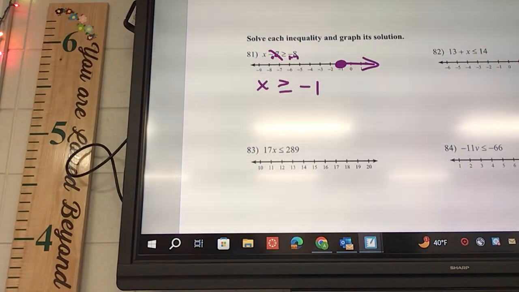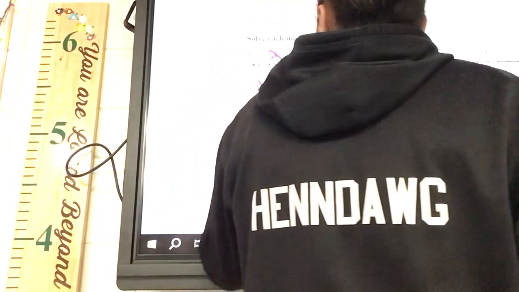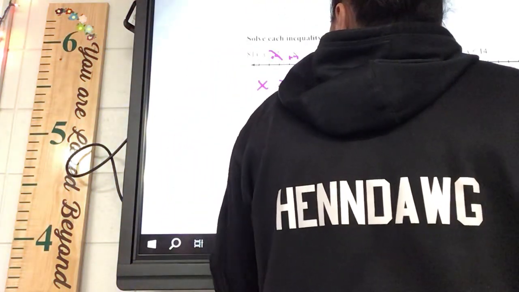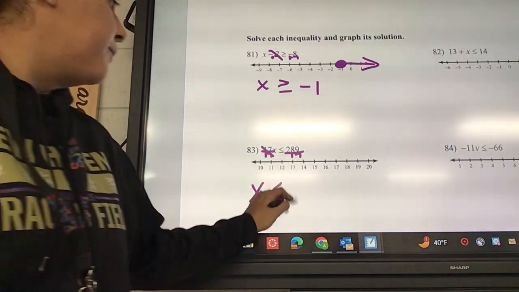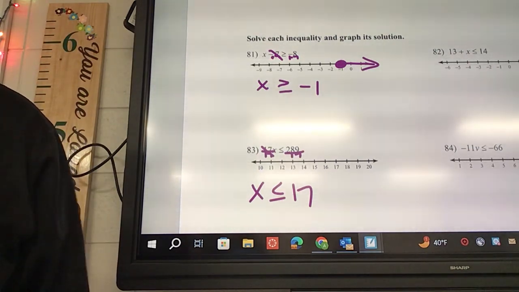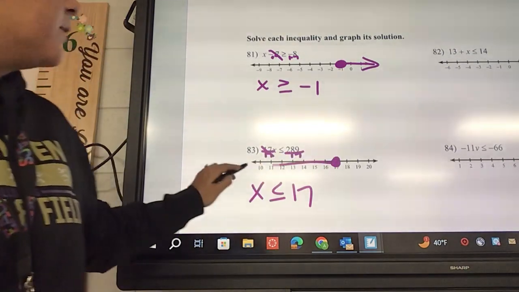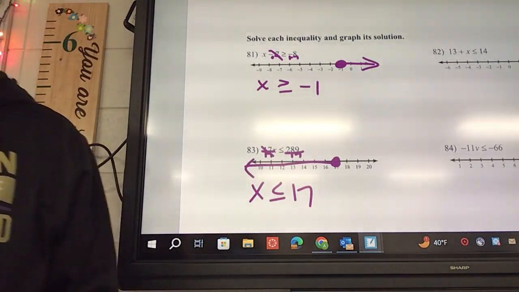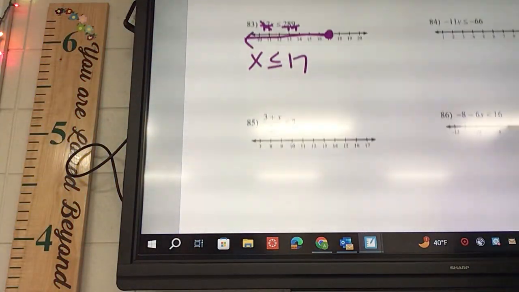Okay, 83, what needs done? Divide by 17 on both sides. Okay, what is 289 divided by 17? I genuinely don't know. 17? Okay, so on the 17, is that going to be open or closed? Closed. Going which way? To the left. Okay, when do we have to flip our sign? Yeah, so when we multiply or divide by a negative.